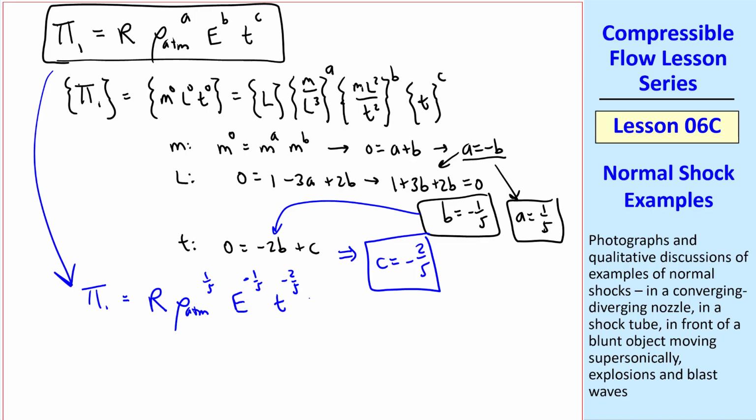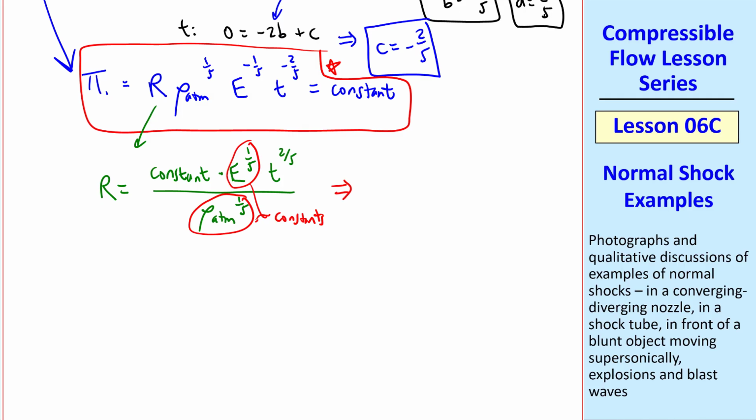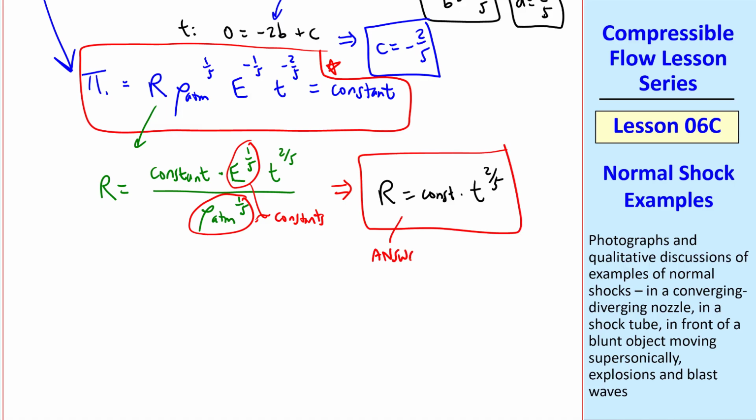And the key here is that since there's only one pi, it must be a constant. Solving for R is the constant, or pi 1 if you prefer, times E to the 1/5, t to the 2/5 over rho atmosphere to the 1/5. And since both this and this are constants in this problem, we thus can conclude that R is a constant, a combination of these three constants, times t to the 2/5. This is the answer to our question, where the exponent is 2/5. So the radius of the blast wave is growing, but not linearly. The blast wave slows down as it keeps growing.